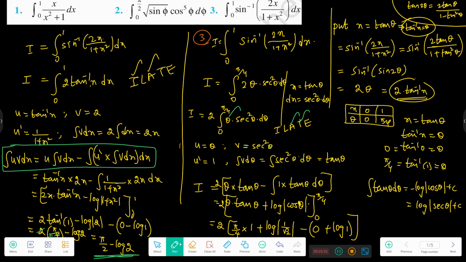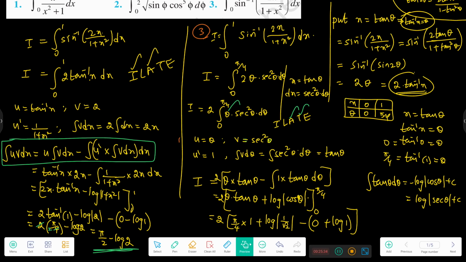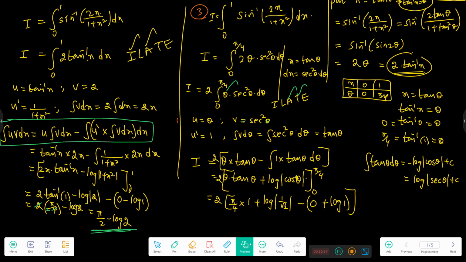The 2 let it be outside. Now pi by 4 plus log of 1 by root 2. See, 1 by root 2 is there, and if you want to bring it in terms of 2, see there is minus log 2 here. Suppose if you take the reciprocal, what you will be getting is 2 power minus 1 by 2. Root 2 in the sense power 1 by 2, when you bring it to the numerator, you will be getting minus 1 by 2.